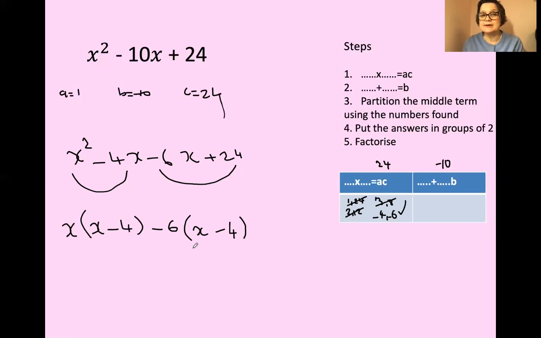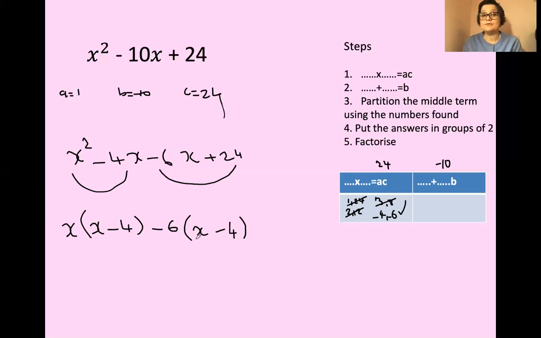let's try and do the expansion. Minus 6 times x, minus 6x. Minus 6 times minus 4, plus 24. So be careful when you put plus 24 inside the bracket. You need to look at the sign outside 6, which is minus 6 actually. So when you expand minus 6 times minus 4, you get the answer 24. So pay attention to the minus.